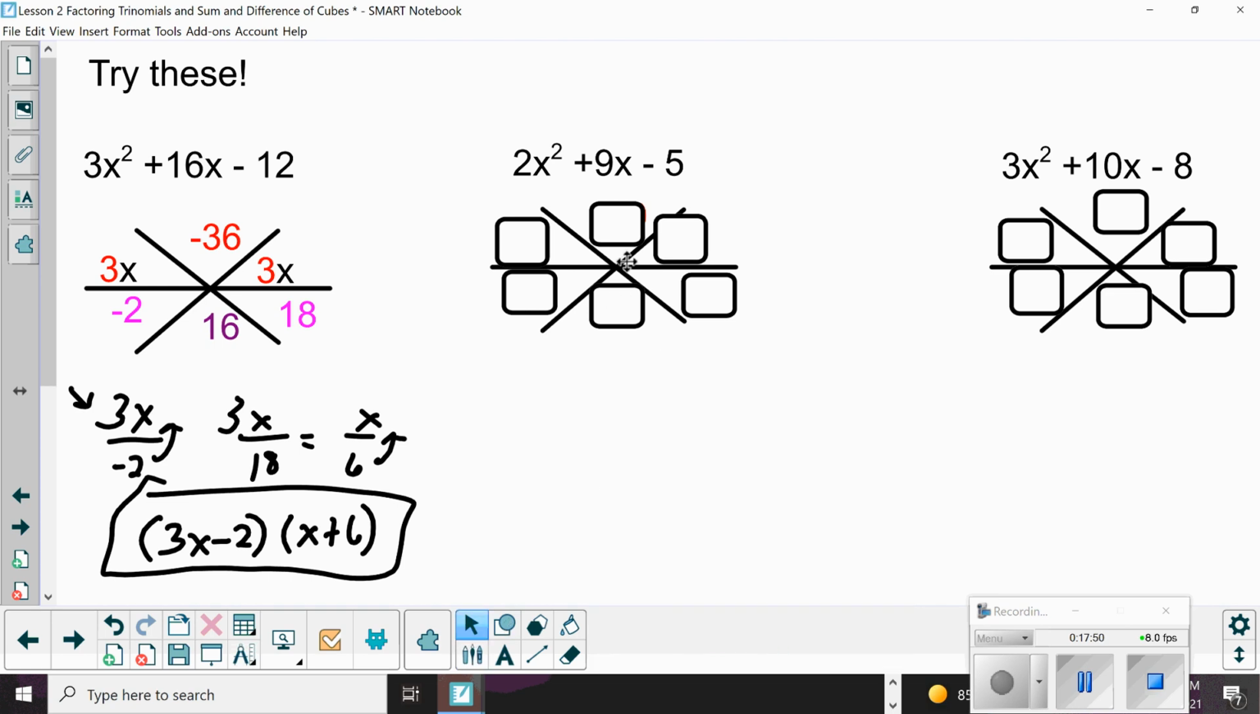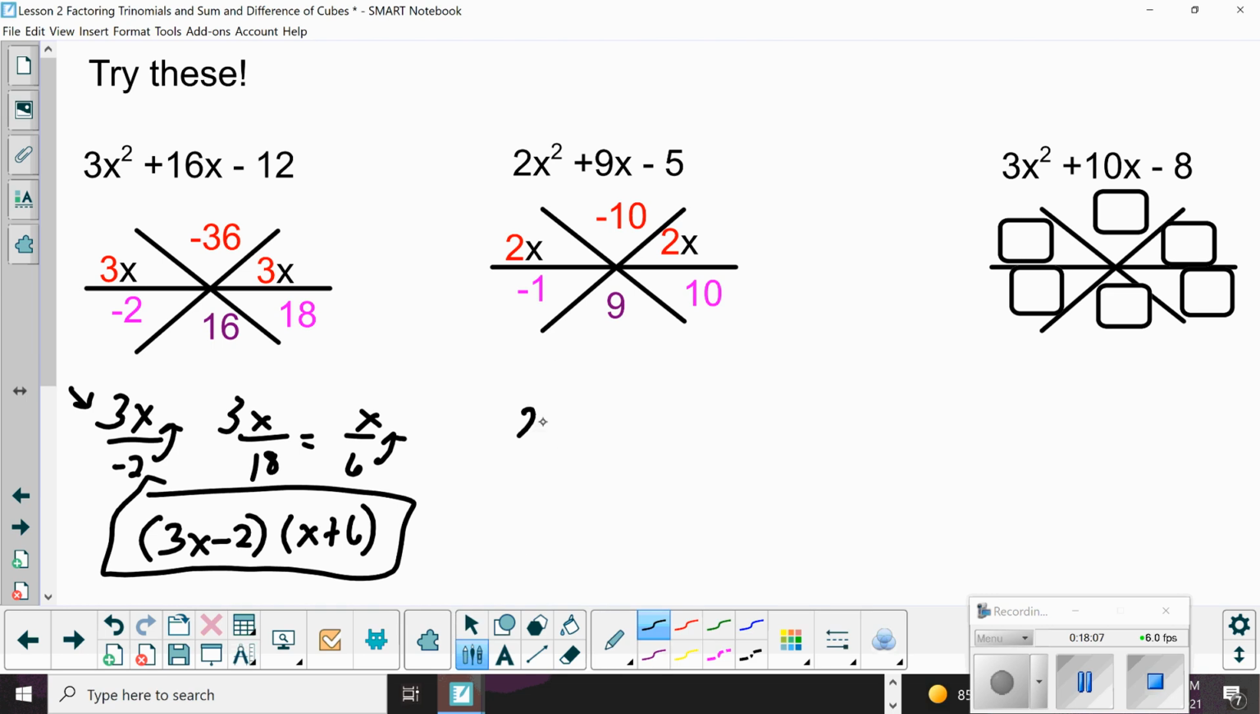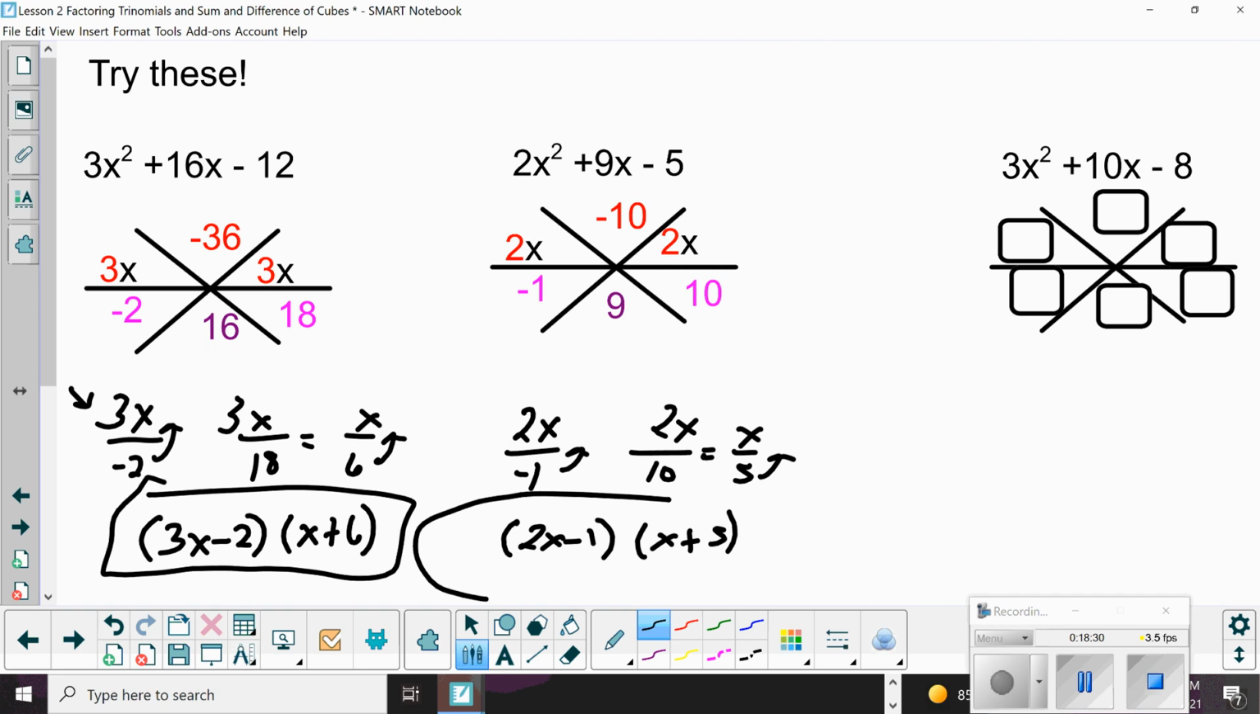Right? Over here, did you get 2 times negative 5 is negative 10? You got your 9. You got your 2x and your 2x. Factors of negative 10 that add to 9, negative 1 and 10. Now we're going to get 2x over negative 1. Does not reduce, so we bottoms up. 2x over 10 reduces to x over 5. And now we can bottoms up. So we have 2x minus 1 times x plus 5. And there you have it.